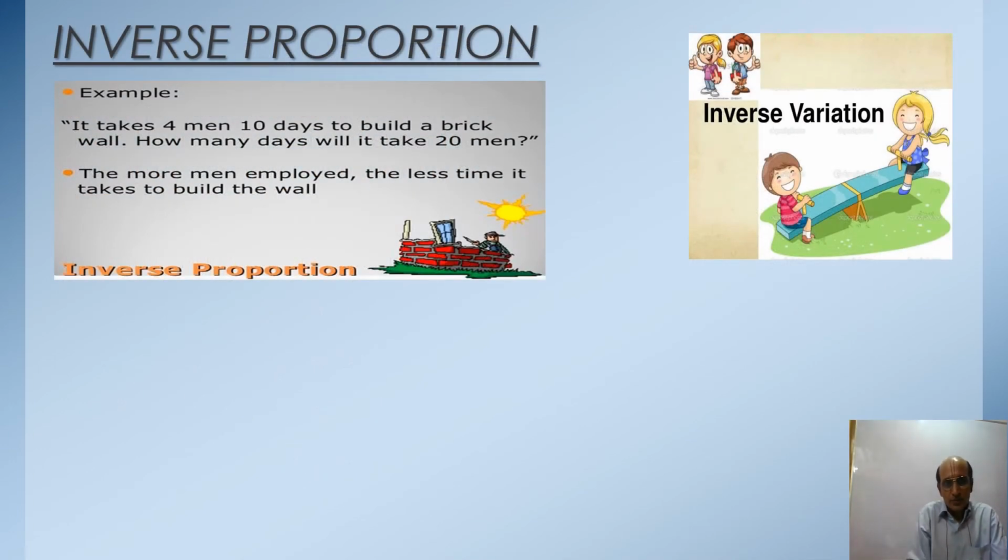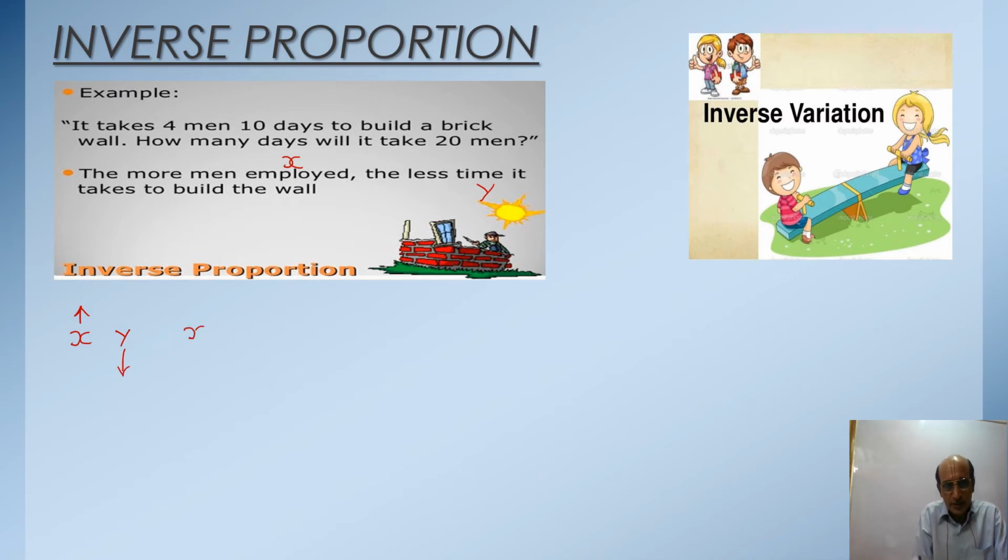Consider another example. Suppose it takes 4 men 10 days to build a brick wall. How many days will it take 20 men? Here we find that the more men employed, the number of men we indicate by X, the less time it takes to build the wall, time we indicate by Y. So we find that if X increases here, then Y decreases.